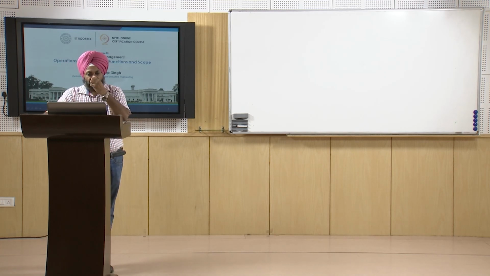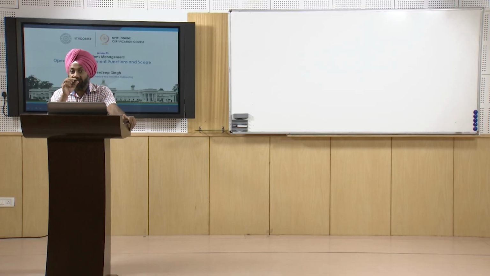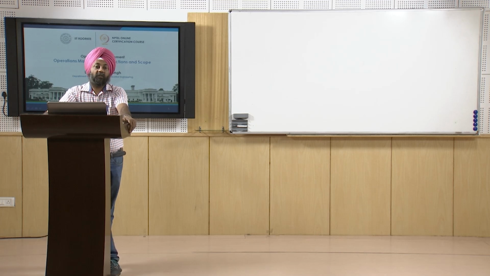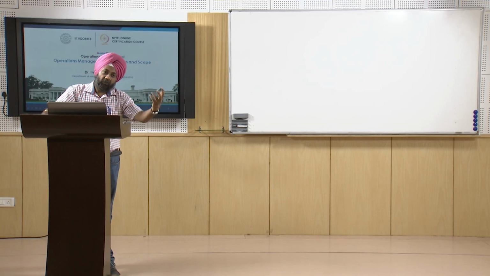Activities of the operations department. We need to understand what the operations department does in order to understand where the scope of operations management is, what all they must control and what all they must focus on in order to meet the objectives that we have covered in the previous session. So these are the additional activities required to fulfill the previous activities. The previous activities were very generic, very general in nature, that you have to convert the raw materials into the final product. But additionally, how to do that?